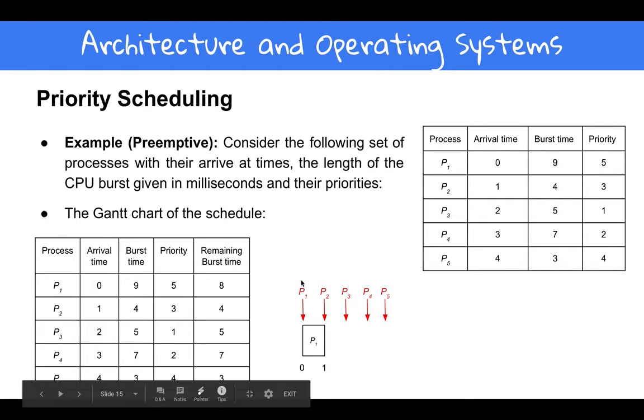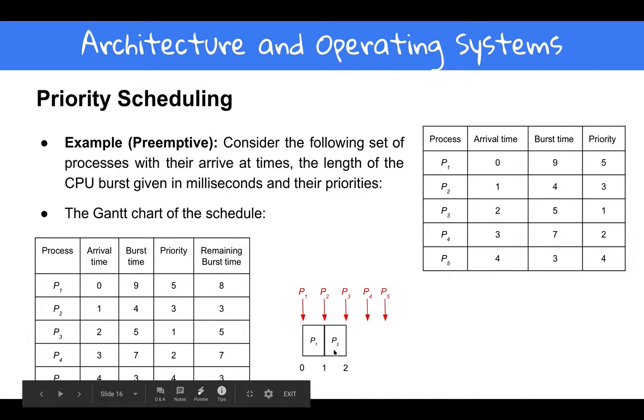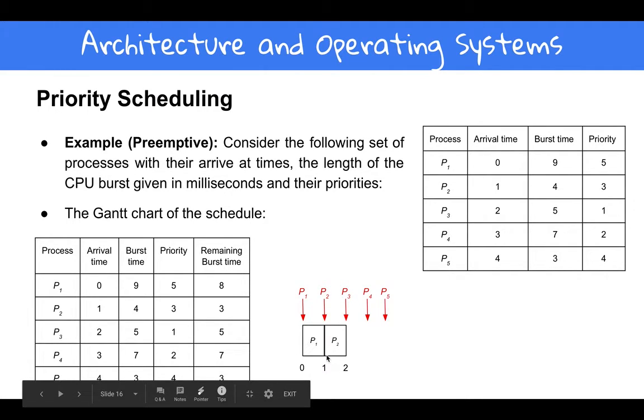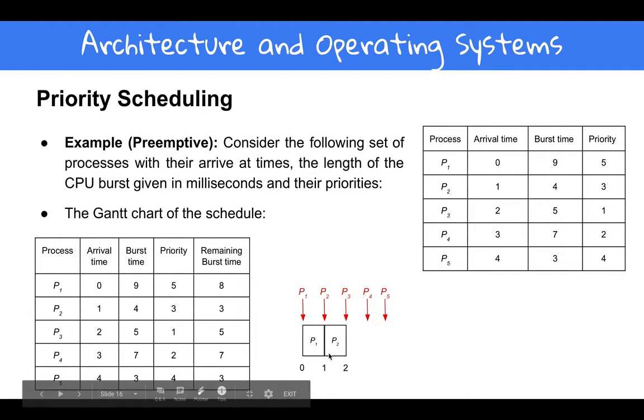Now we have P1 and P2. Now we've got to look at the priority because we have only 2 processes. So which one should be considered? P1 and P2. The priority of P2 is 3. The priority of P1 is 5. So we've got to give CPU time to P2 because it's got the highest priority. There you go. P2 comes. The burst time is 4. It runs on the CPU for 1 second because P3 is coming. So the burst time goes from 4 to 3 because we have 1 second.